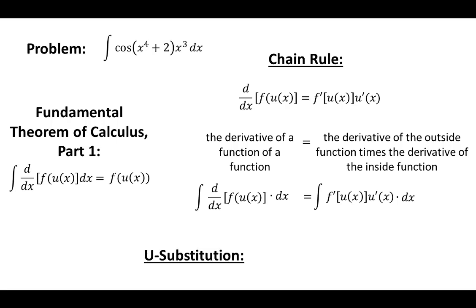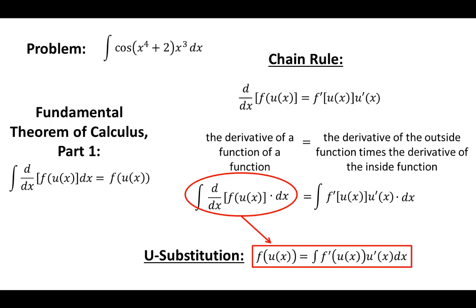So based on that, we can find our U substitution rule here, which basically says if we take this left part of the equation on the upper left, and based on what we found over here, that's just going to be f of u of x, and that is going to be equal to this right side of the equation, the integral of f prime of u of x times u prime of x dx.